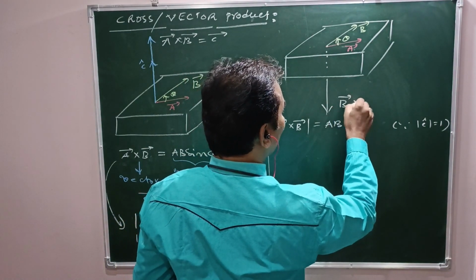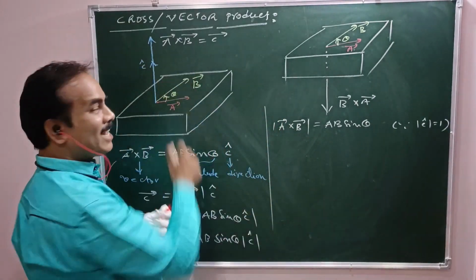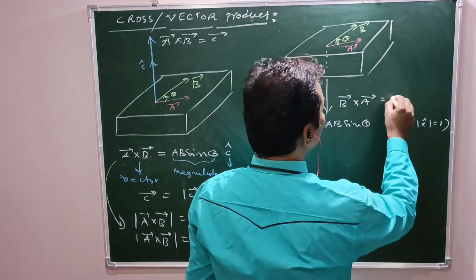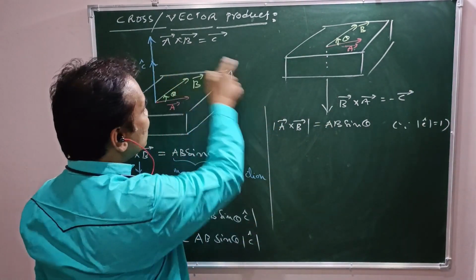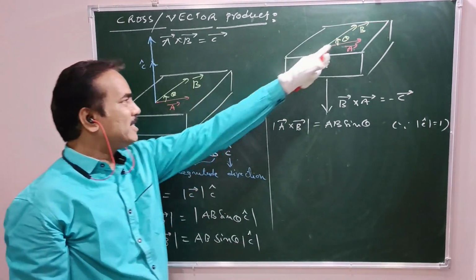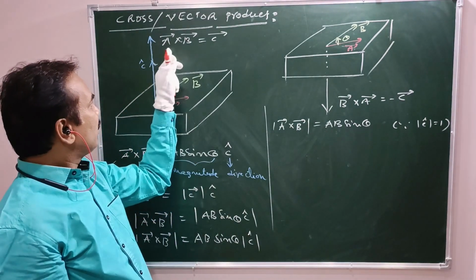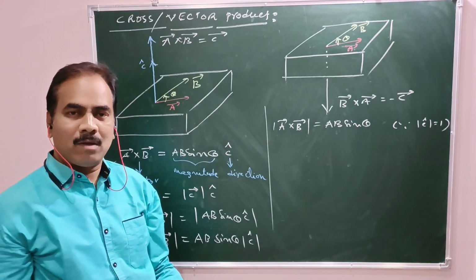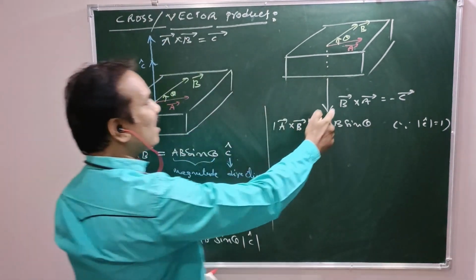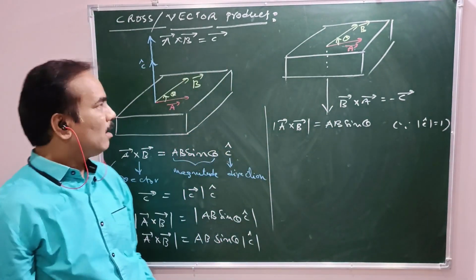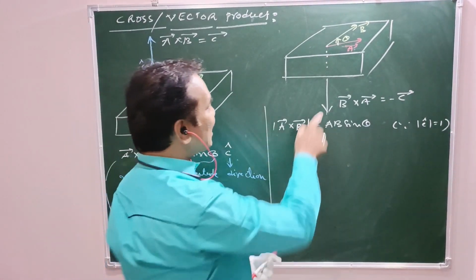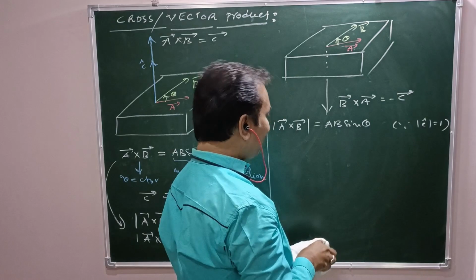B bar cross A bar. As A bar cross B bar is C bar, definitely B bar cross A bar is minus C bar. Why? Because these two have the same magnitudes. Because the given parent vectors are the same and the angle is also the same here. Therefore, A bar cross B bar and B bar cross A bar both have the same magnitude. But as far as direction is concerned, A bar cross B bar is upward, but B bar cross A bar is downward. Right? Now, as the direction of C cap is vertically upwards here, the direction of minus C cap is vertically downwards here.